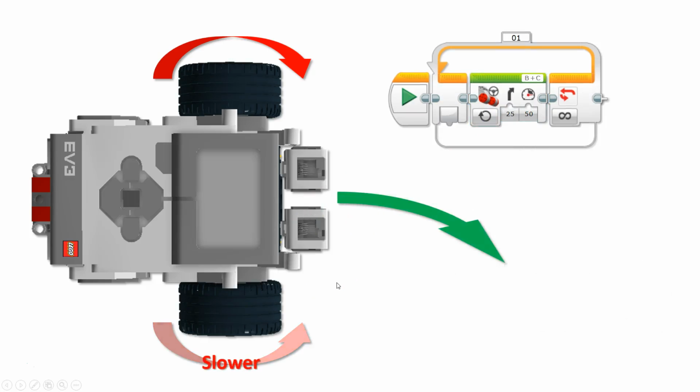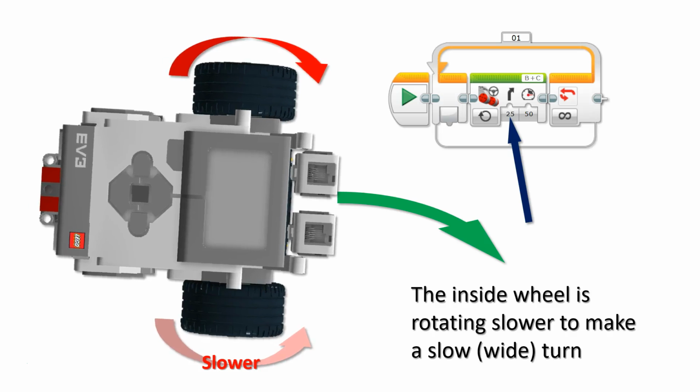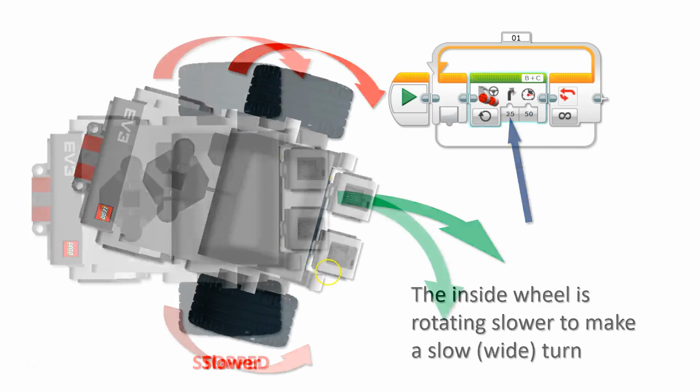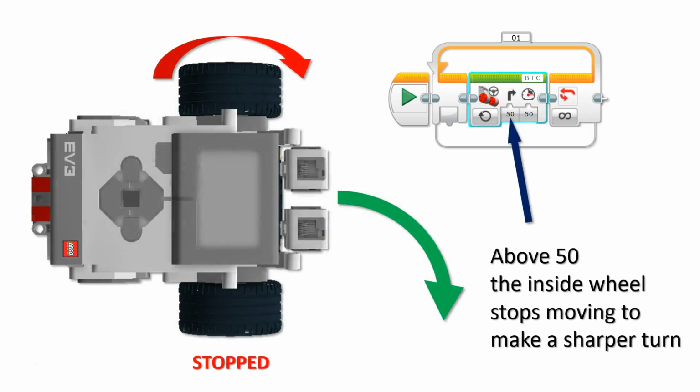When the turn variable is between 0 and 50, the inside wheel, the wheel inside your turning circle, will rotate slower and cause the robot to make a slow, wide turn, like so. When the turn variable is greater than 50, the inside wheel will stop rotating and cause the robot to make a sharper turn, like so.